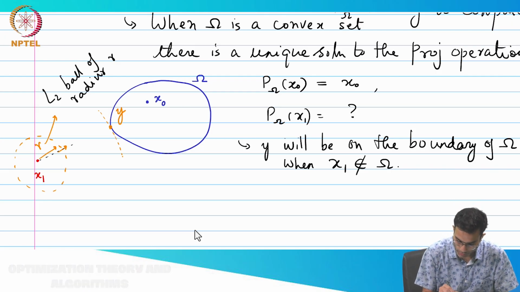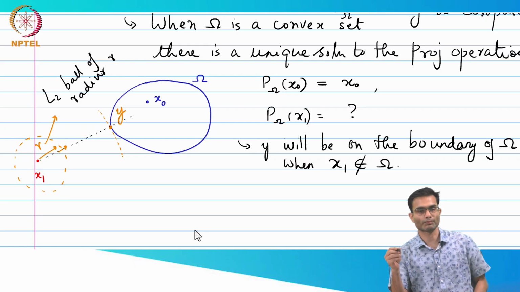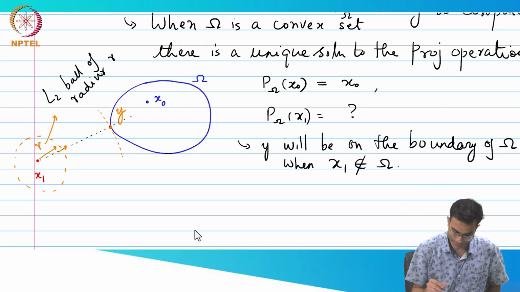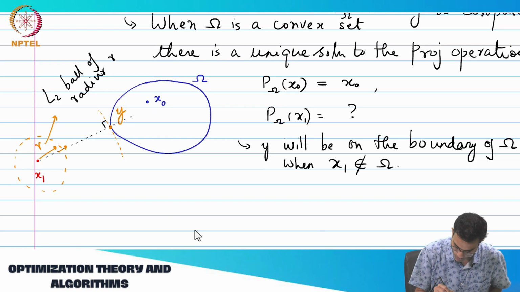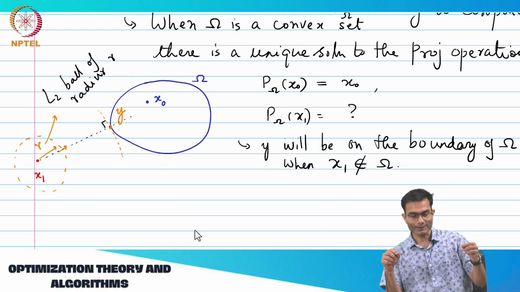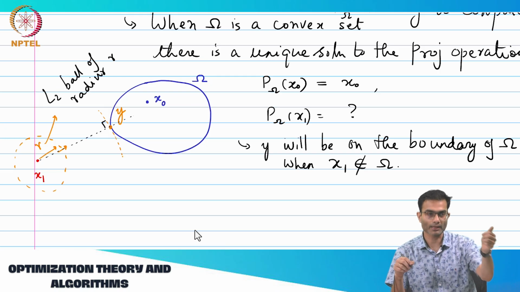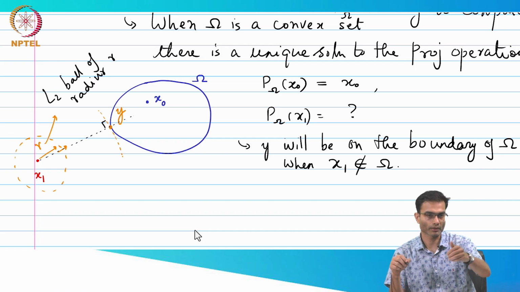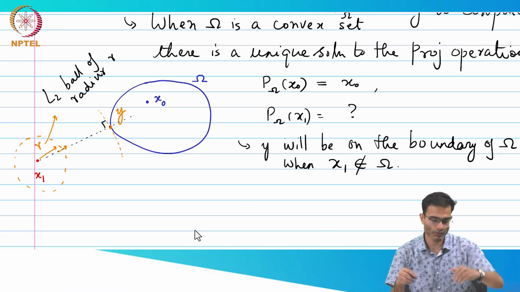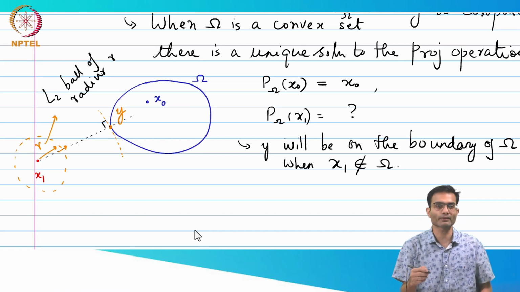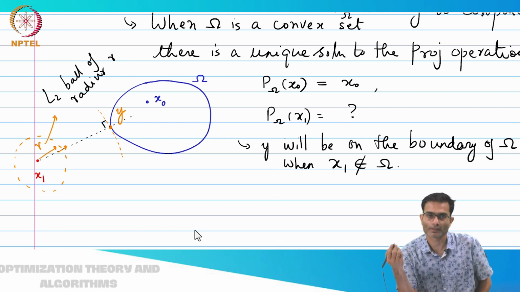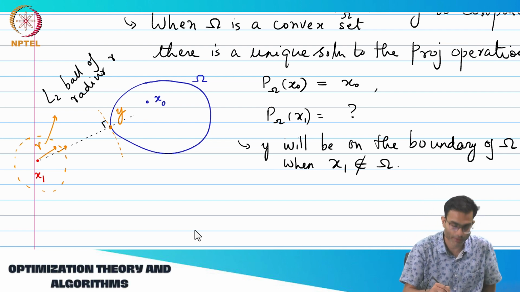Now there was one student who mentioned something about orthogonality or perpendicularity, right? So it is actually correct. If you look at this tangent point over here, the line connecting the point x1 and the projection y turns out to be perpendicular to, what can I draw at this point? Perpendicular to what would you say? Tangent, right? The tangent at this point.